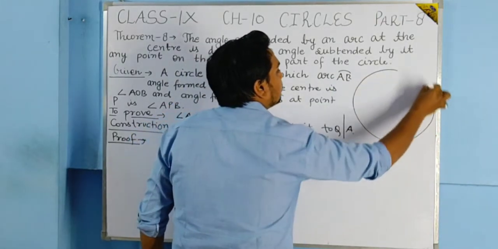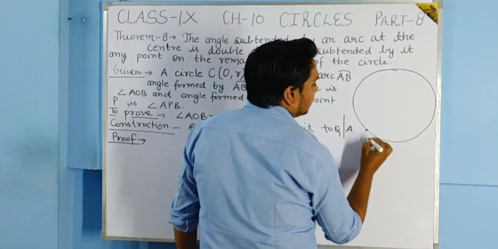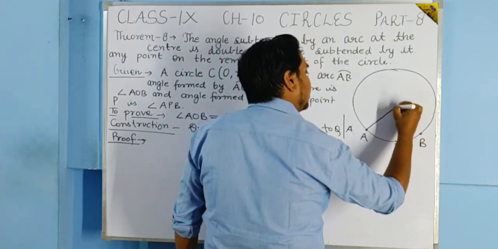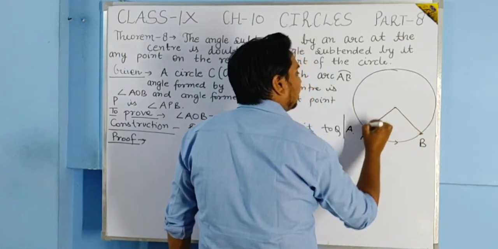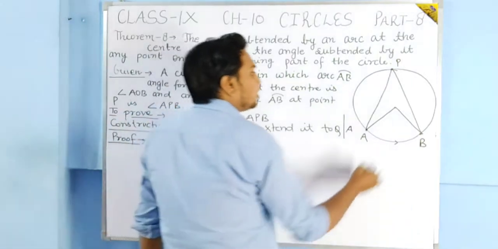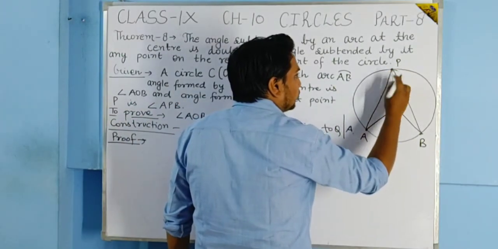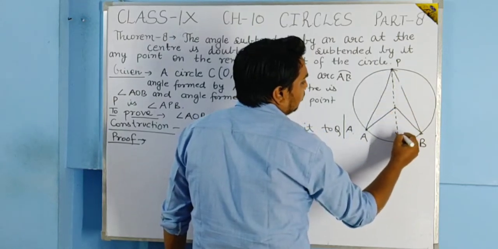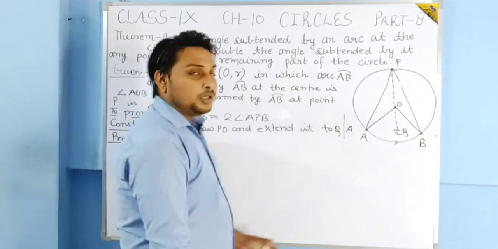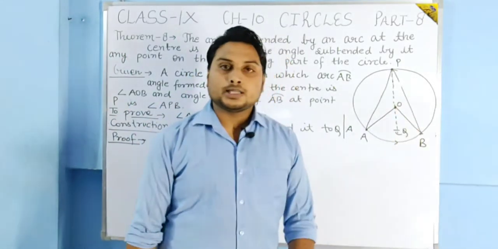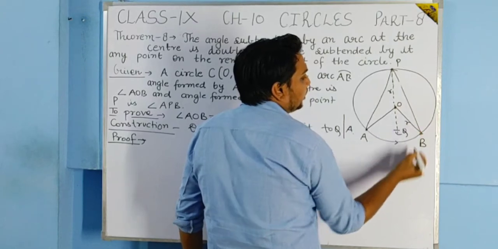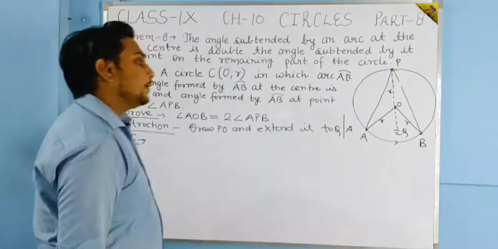So let us make a larger circle, and in this larger circle this is A and this is arc AB, and by this arc one angle is formed at the center, and one angle is formed at point P. Now students, in the construction part I have joined PO and extended it to point Q. This is O and this is point P. This is the circle of center O and radius R. So you can see that OP is the radius, OB is the radius, and OA is the radius.